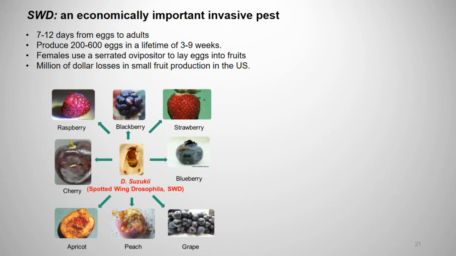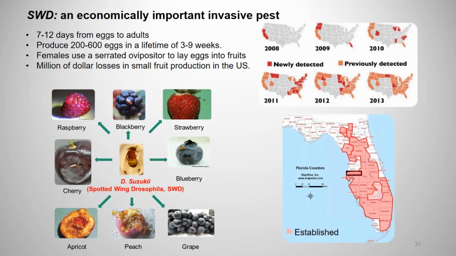And one of the challenges with SWD is that they can attack many different crops. They are not specialists. They can attack a variety of fruit as long as this ovipositor can pierce it open. So it has been a big problem, particularly on strawberries and blueberries in Florida, but they can also attack cherries, raspberry, peaches, grapes, and other fruits and vegetables.